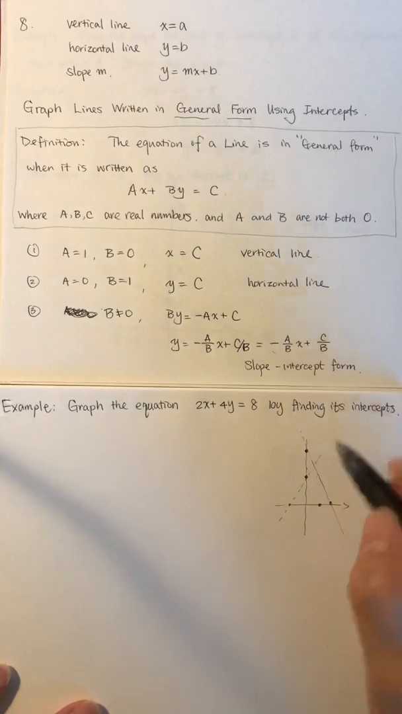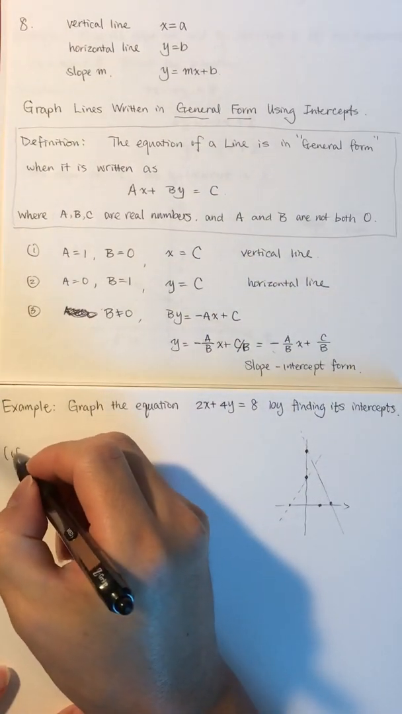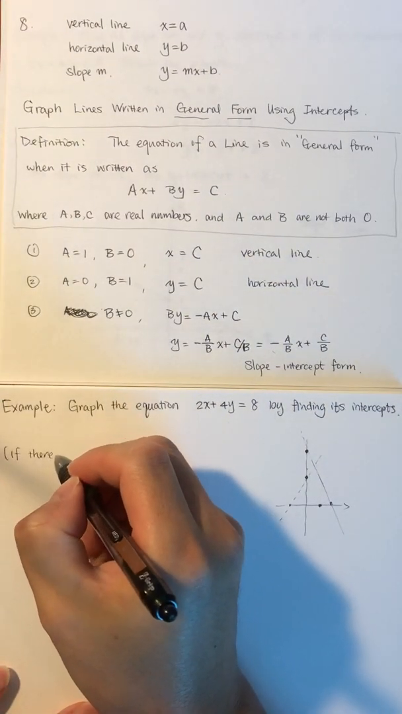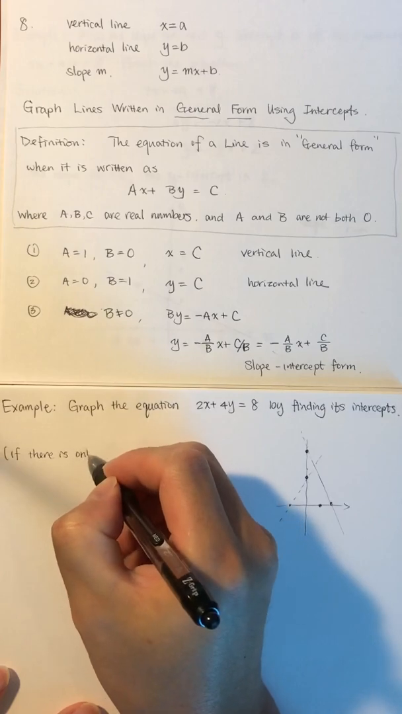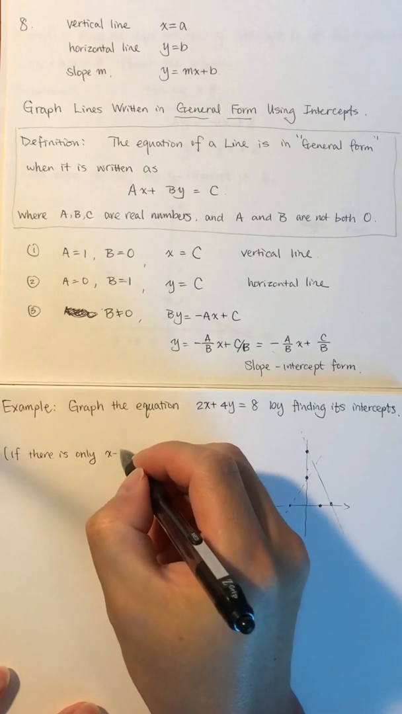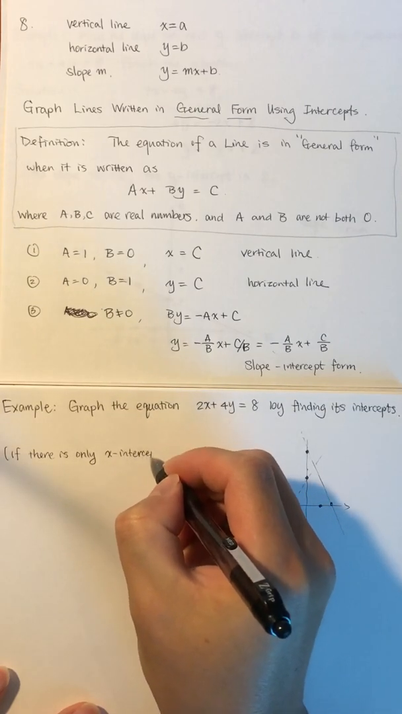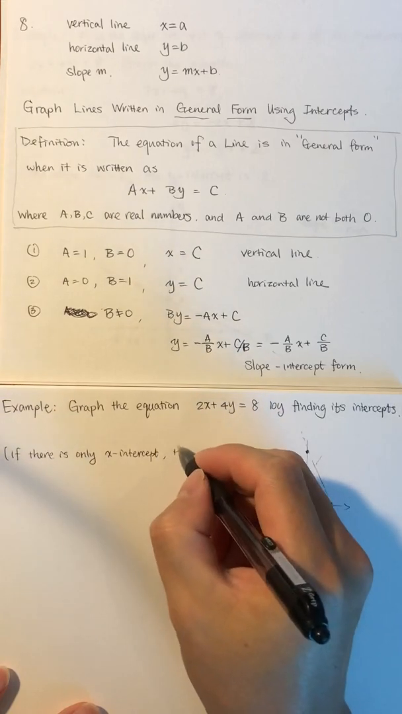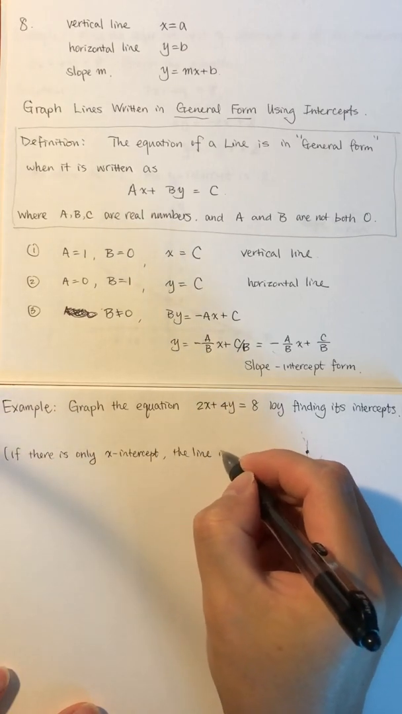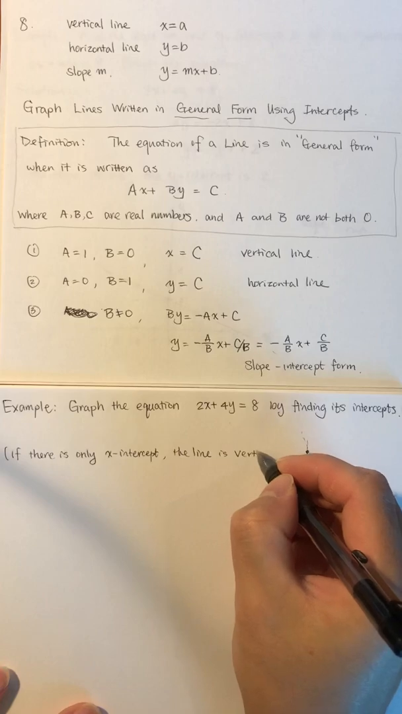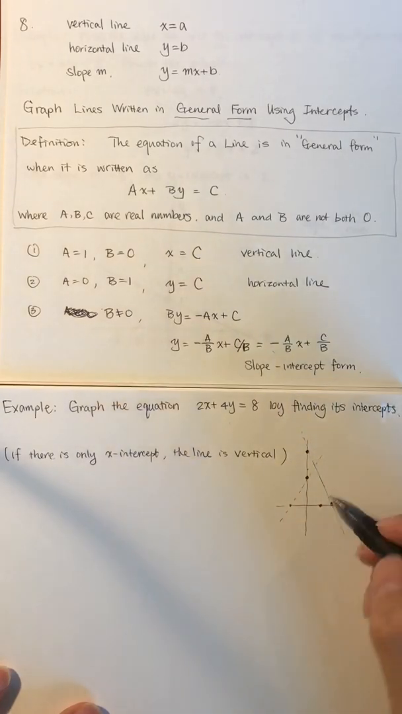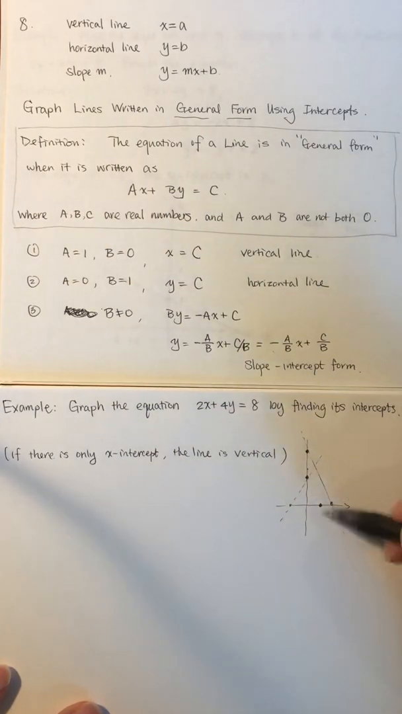Okay, if there is only an x-intercept, the line is vertical. If there's just an x-intercept and no y-intercept after you look for it, then it is vertical.